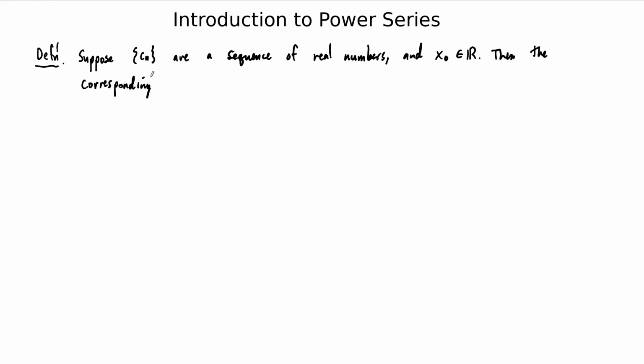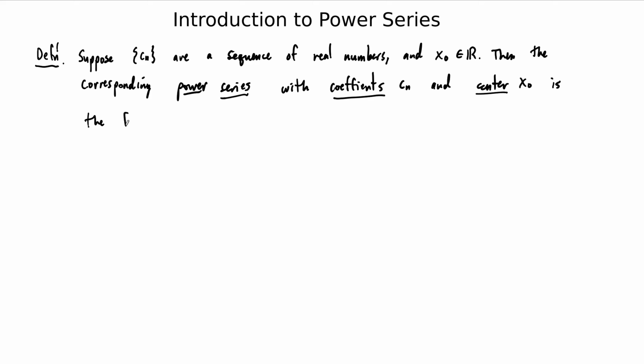So the corresponding power series with coefficients C sub n, so the coefficients here are the C sub n's, and center x naught, so x sub 0. This is the function with the following form. I'll call it P of x because it's called a power series. So P of x is our function, and it is given by the infinite sum, or the series, as n goes from 0 to infinity, of C sub n times x minus x naught to the power n.